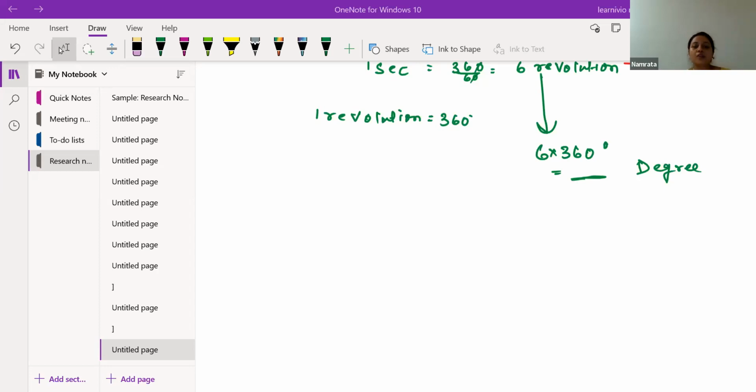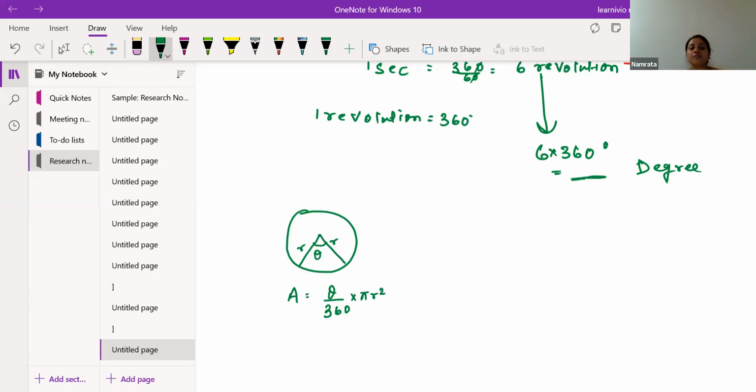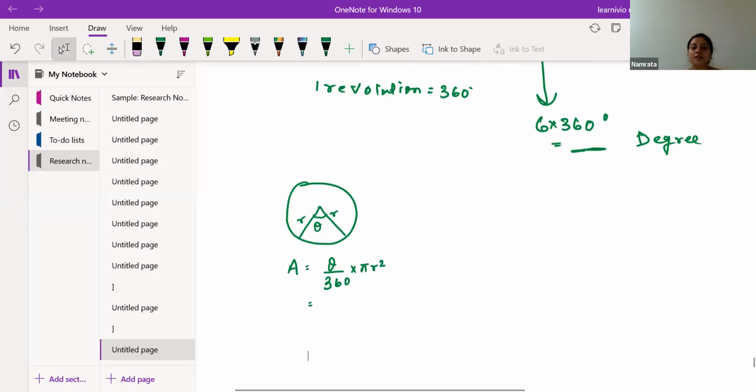When we were finding the area of the sector, the radius used to be given, r, and the angle used to be given, that is theta, right? Area of the sector was theta by 360 times pi r square, right? And if we have to find the arc length for this sector, then the formula was theta by 360 times 2 pi r, right?